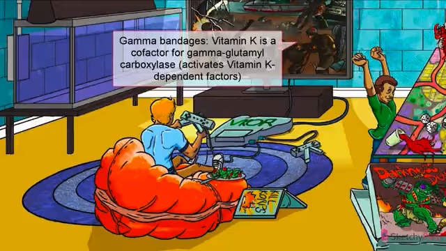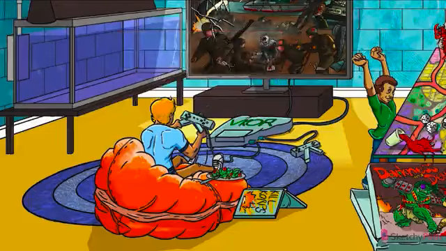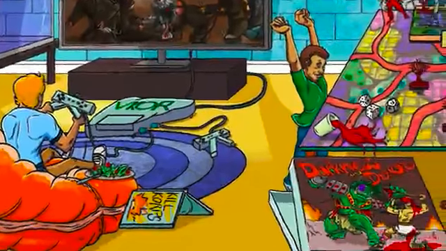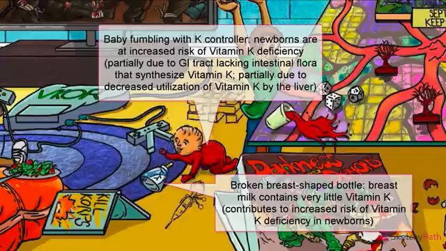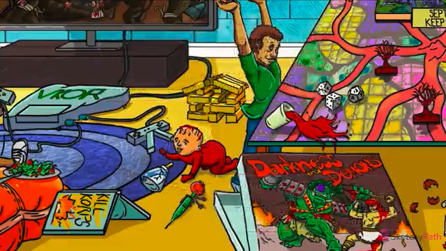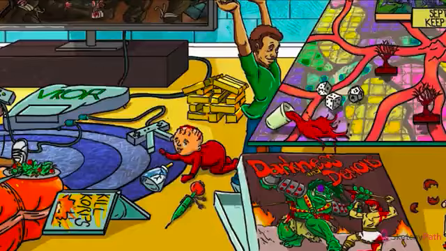For the remainder of this sketch, we're going to illustrate what happens when you subtract vitamin K from this whole equation. Vitamin K deficiency is most commonly seen in infants for several reasons. First, vitamin K doesn't cross the placenta. Second, newborn GI tracts don't have the intestinal flora that synthesize vitamin K. Third, there's very little vitamin K in breast milk. And lastly, the newborn liver does not effectively utilize the vitamin K that babies do get.